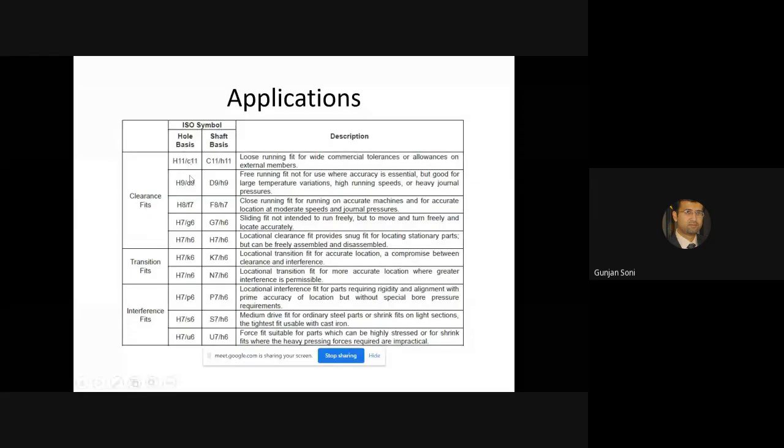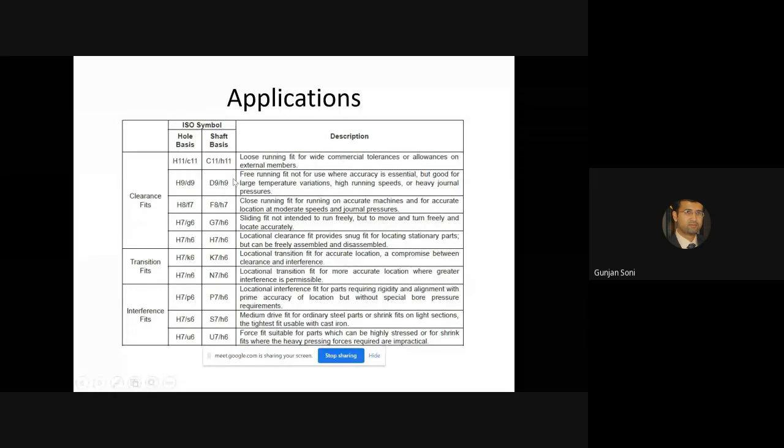Now, after finding out the tolerance zones, the applications of the various fits which we have, this also we can see. You can see here clearance fit. Just for example, H is taken in all, and you can say hole basis and shaft basis. If it's a hole basis system, H11, C11. If it's a shaft basis system, it will be capital C11 and small h11.